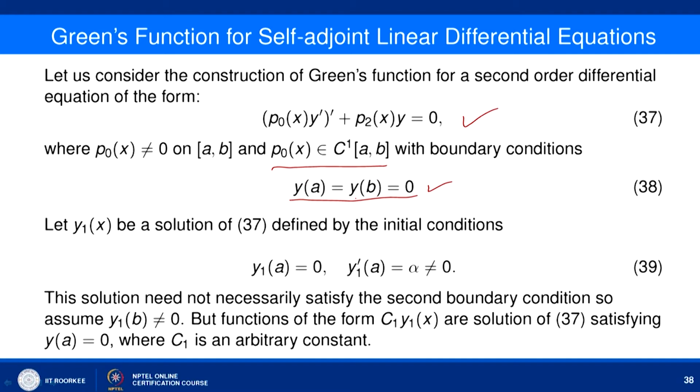but any multiple of this y1 will have this property: c1 y1(x) is a solution of this equation, that is, the Sturm-Liouville equation, and it also satisfies the initial condition, that is y(a) equal to 0. So, any multiple of y1 will have this particular property.